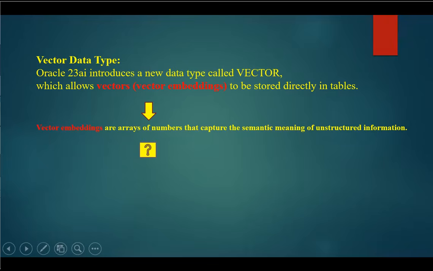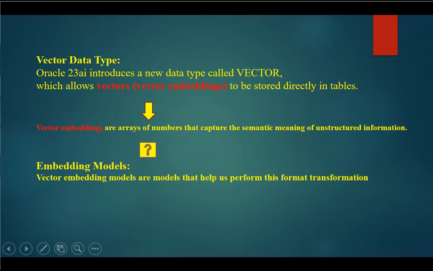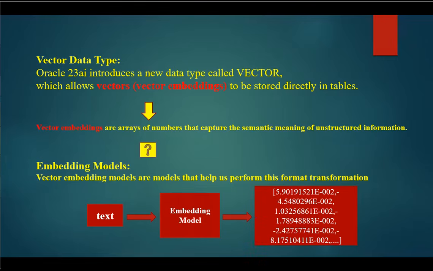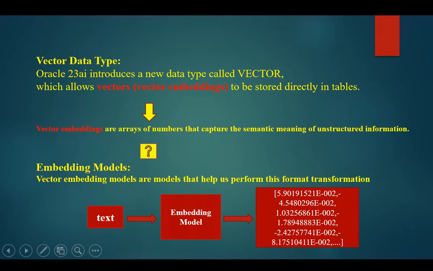But the question is how we can create these vectors. And the answer is by using an embedding model. Actually, embedding models are responsible for creating vectors. And this is the scenario: we give our unstructured information, for example, our text, to our embedding model, and then our embedding model generates the vectors. As you see here in this scenario, the embedding model has a key role. So let's focus on that and see what Oracle Database 23AI has for embedding models.